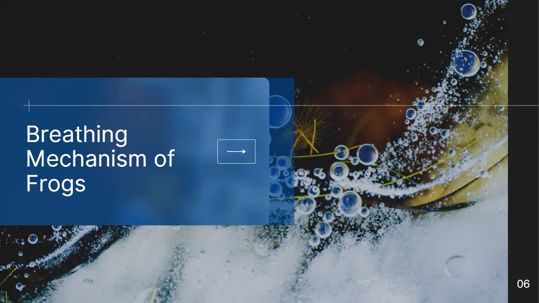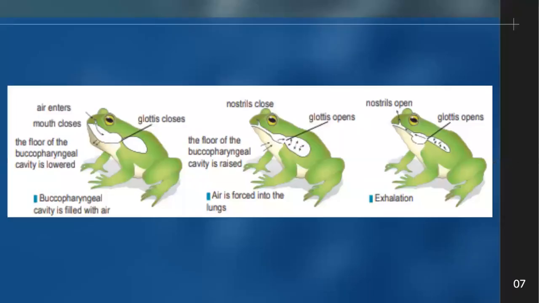Moving on to the breathing mechanisms of frogs. This is how frogs breathe, which includes inhalation and exhalation. This is the overview, which I will talk about in general. During inhalation, at first the glottis, which is somewhere around the throat of the frogs, will close, and then the air is going to enter through the nostrils.